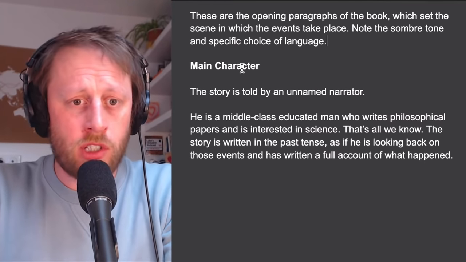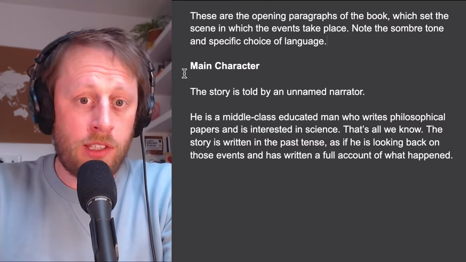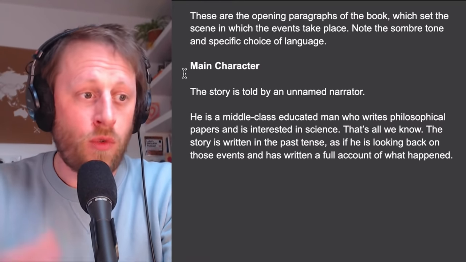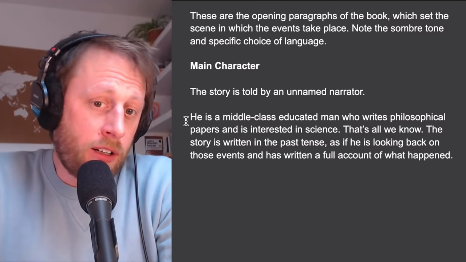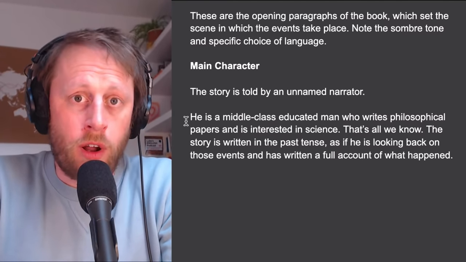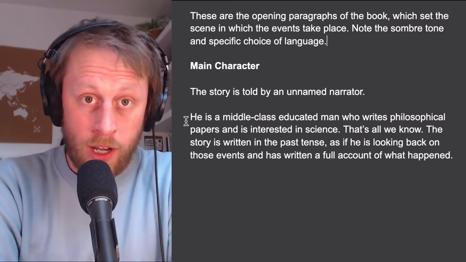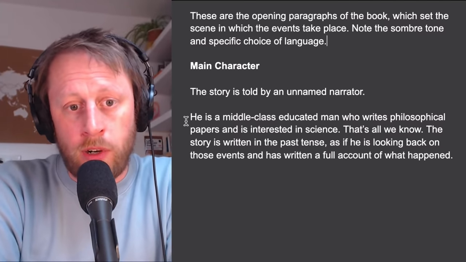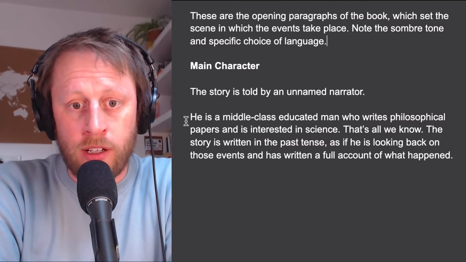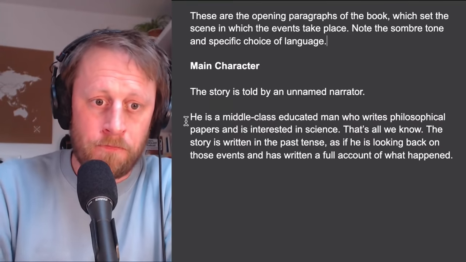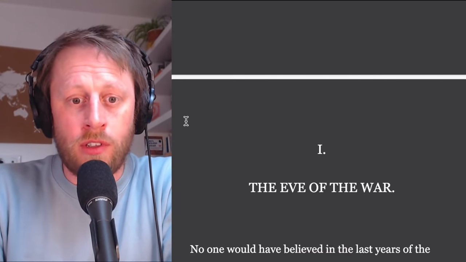By the way, I should mention that the main character of this story, we don't know his name. He's an unnamed narrator. A narrator is someone who is telling the story. But we know that he's a middle-class, educated man who writes philosophical papers and is interested in science. That's all we know, basically. The story is written in the past tense, as if he's looking back on those events and has written a full account of what happened. So let's start then with the first few paragraphs of this story.